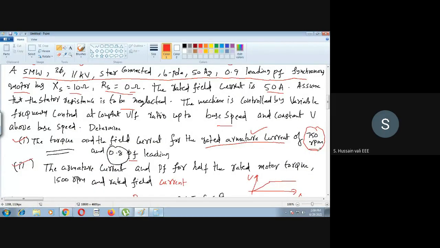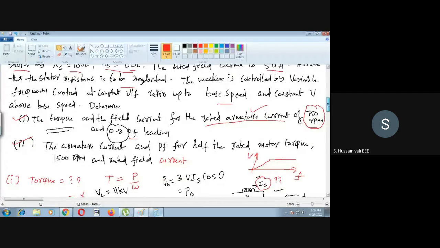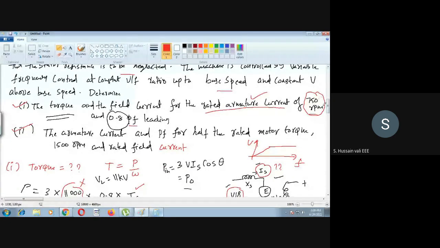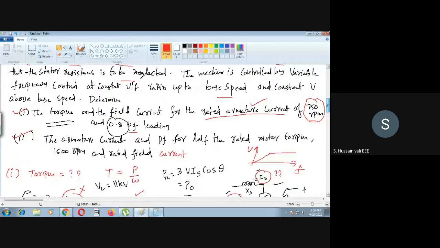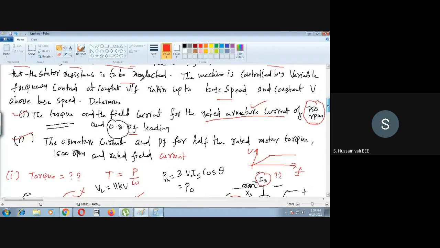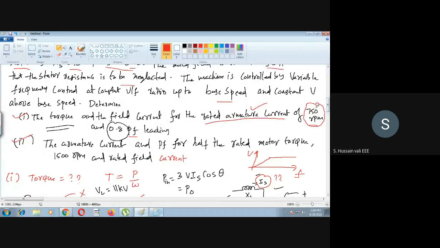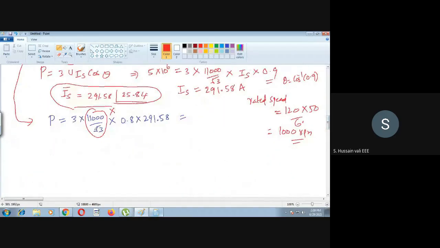There we went wrong. 750 RPM in the sense he is reducing the speed. How can anyone reduce the speed in the synchronous motor? By reducing the frequency. So when you are reducing the frequency, do you maintain the same voltage, that is 11,000 volts, because 11,000 volts is the rated voltage? That's for the rated speed and rated frequency. At 50 hertz it is 1000 RPM, and for 1000 RPM we will use 11,000 by root 3, because at rated frequency and rated speed we have rated voltage.